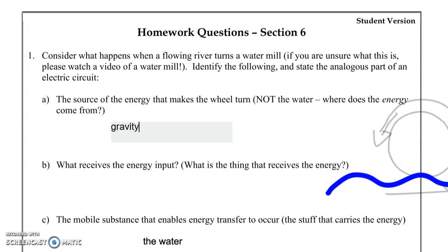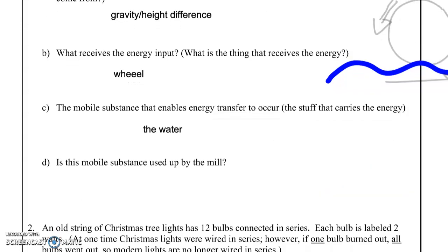If this is a river that's flowing, the river flows because there is a height difference between the top and the bottom, upstream and downstream of the river, and that's what causes the water to be moving. The thing receiving the energy input is the wheel. We're just going to keep all three E's there. Is the water used up by the mill? Well, no, obviously not. The water will not be used up by the mill.